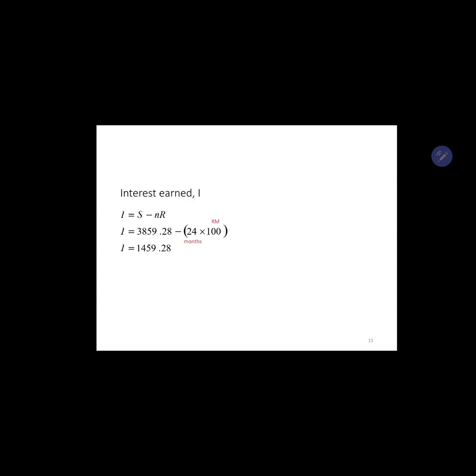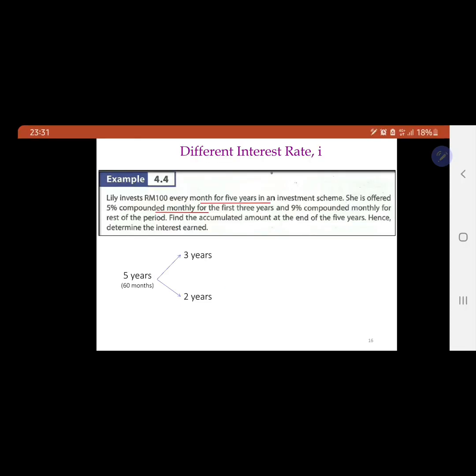Okay, so interest earned is S minus NR. Okay, so here S. Okay, so kita ada S tadi, kita ambil the last one. Okay, here interest and R. So kita kira yang kita ada annuity for 2 years only kan. That's why here is 24. Okay, so kita minus, kita akan dapat interest earned.